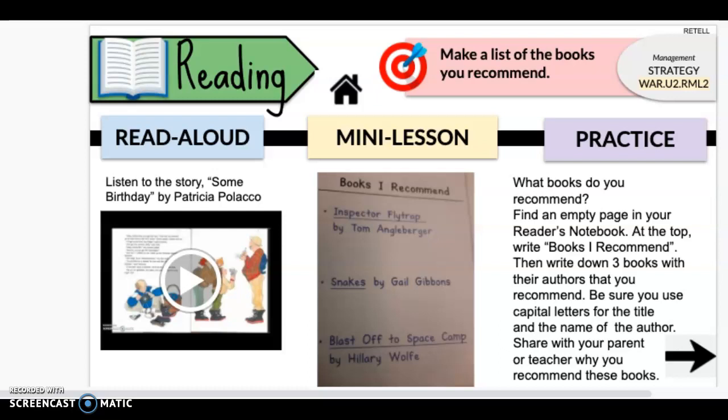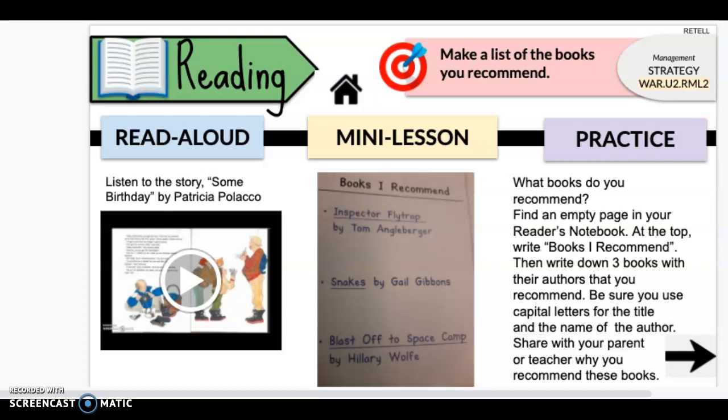Today we're going to talk about making a list of the books you recommend. Look at the middle mini lesson where there is a poster that says at the top, books I recommend. What does my list show? What did I write at the top of the list? It says books I recommend.